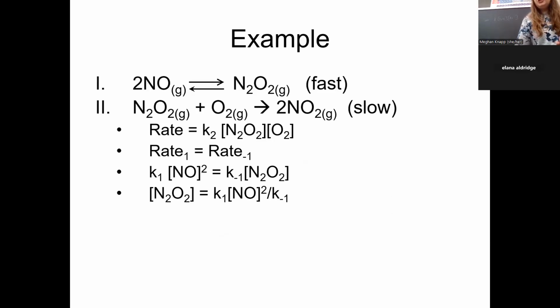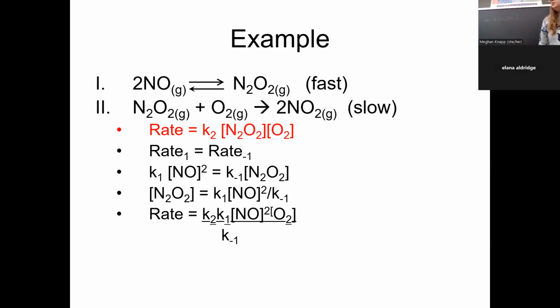So when I rearrange to solve for the concentration of N2O2, all I've done is divide by K to the -1. That makes sense? Just move the K to the -1 to the bottom. All right, so now I'm going to take that whole thing and plug it into this one up here. So K2 is going to stay the same, O2 is going to stay the same, but instead of writing the N2O2, I'm going to write K1 times NO squared divided by K -1. Right, so plugging into the red equation there, this is what I get.